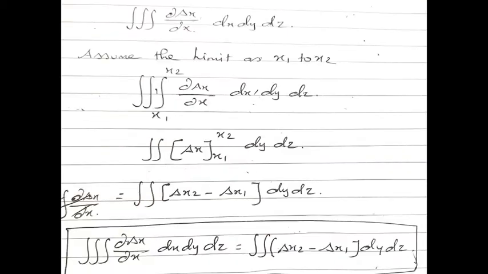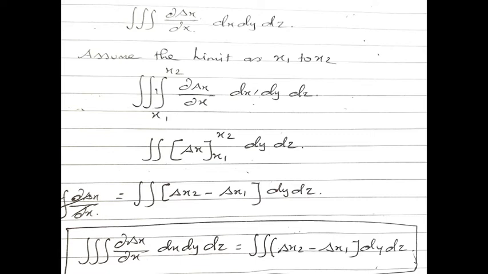In this we take the first term, that is the triple integral of dou Ax by dou x dx dy dz. Since it is an integral function, we should assume the limits. In this we are assuming the limit as x1 to x2. So substituting the limit, it is the integral from x1 to x2 of dou Ax by dou x dx dy dz.